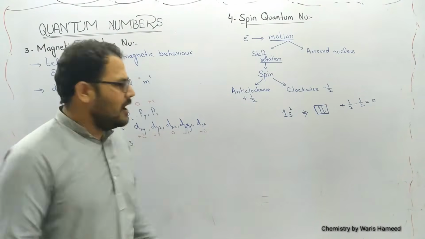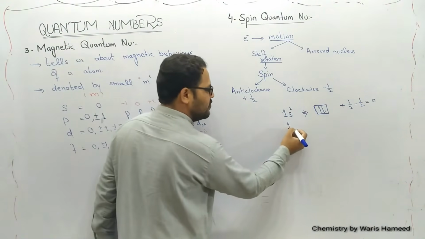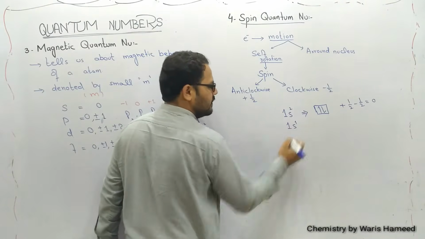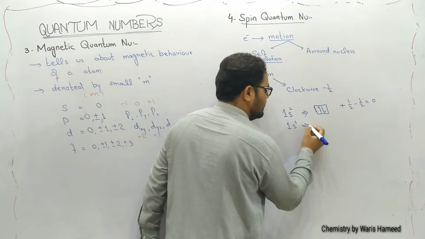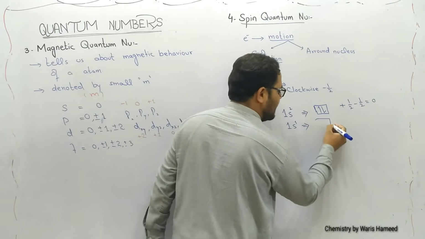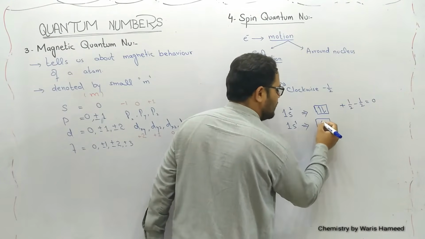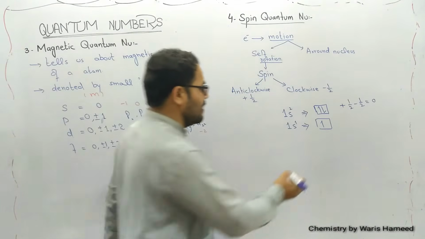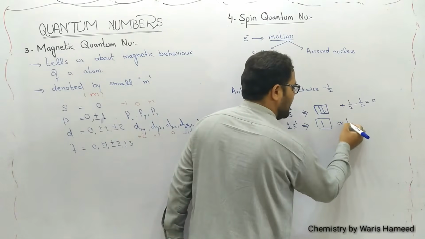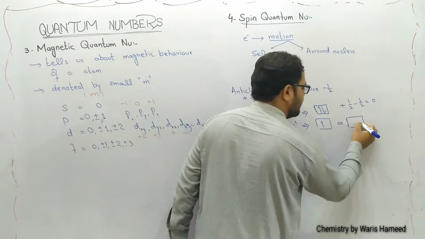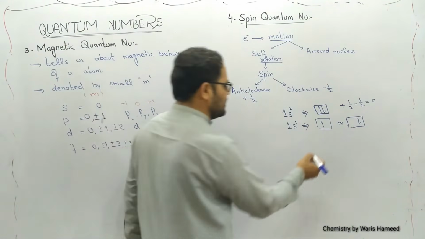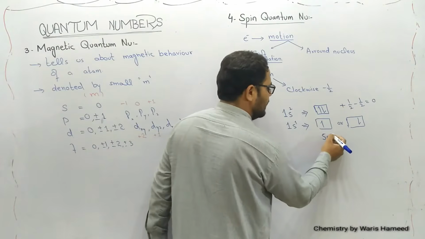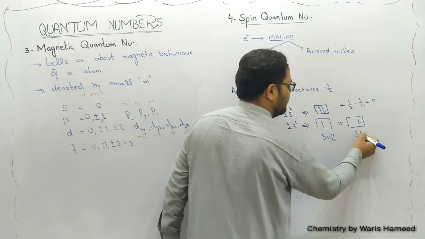If we have an orbital having just one electron, then we can say that this electron may be clockwise or it may be anti-clockwise. There are 50% chances of clockwise and 50% chances of anti-clockwise.